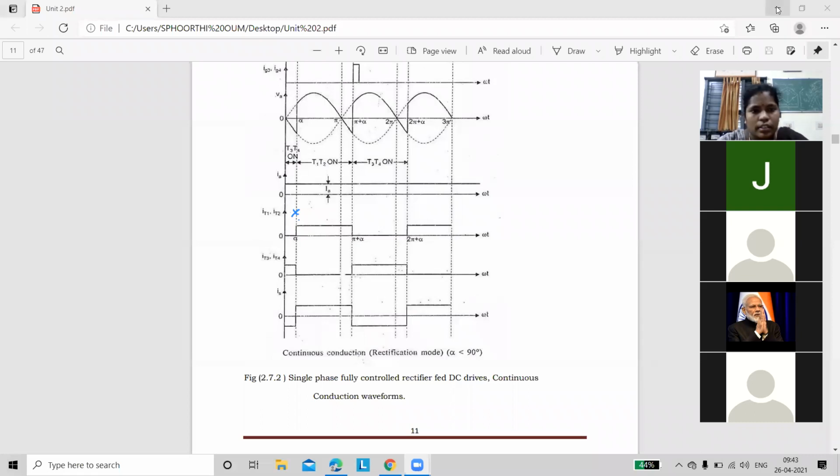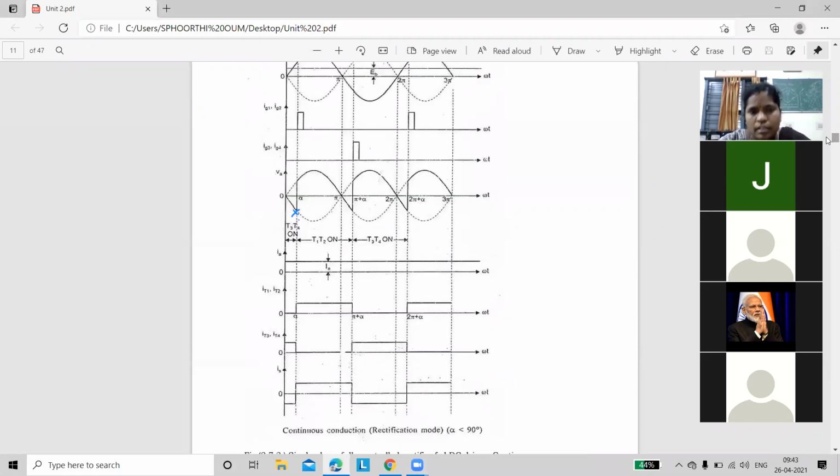Just wait, Jenny. If the gate current value is more than 90, it means you are providing the gate triggering pulse for the corresponding thyristors at more than 90. So after 90 only, you are getting some output voltage. At the gate current instant only, you are going to get the output voltage. Just observe.